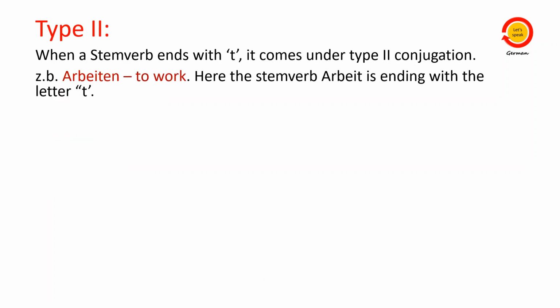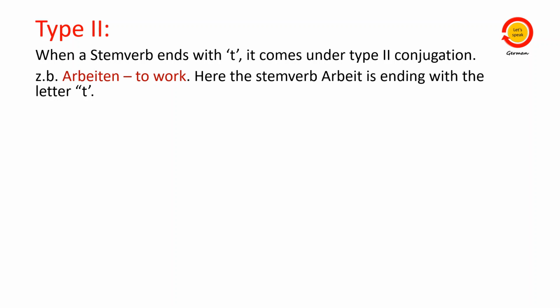Type 2. When a stem verb ends with T, it comes under type 2 conjugation. Zum Beispiel, arbeiten, to work. Here the stem verb arbeit is ending with the letter T.